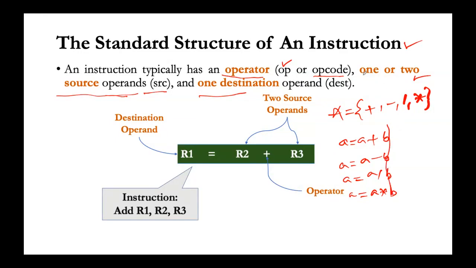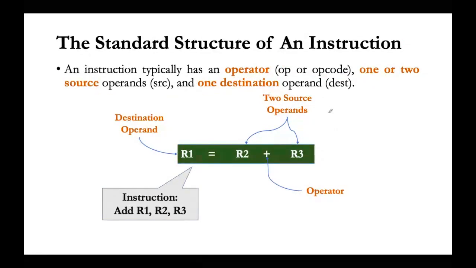Another is one or two sources. In this arithmetic operation, the subtraction symbol can perform two different roles. One is binary arithmetic operation, as well as unary. Sometimes we write numbers as minus A, minus B, minus C, like that, so it has only one operand. That's why we say that an instruction typically has an operator, one or two operands, and the destination. That is the structure of an instruction.